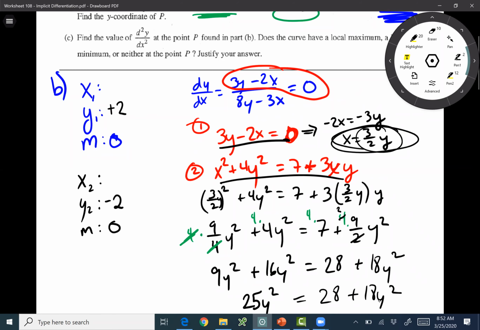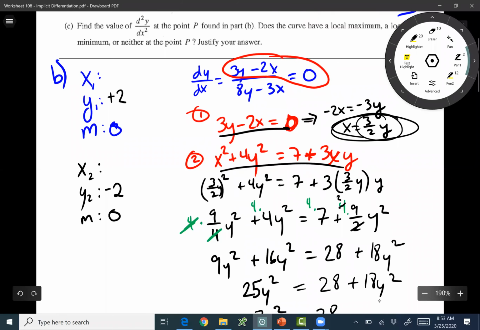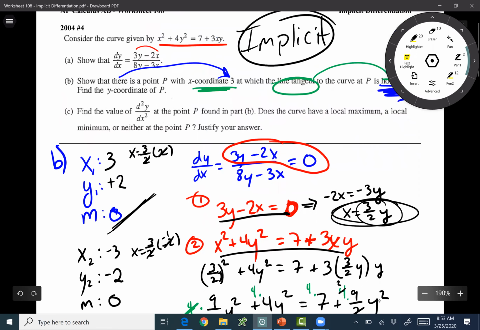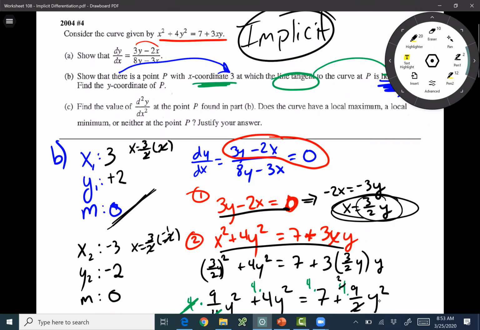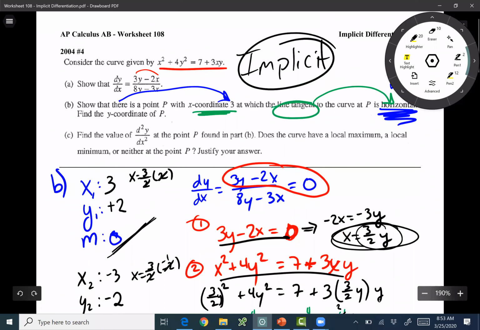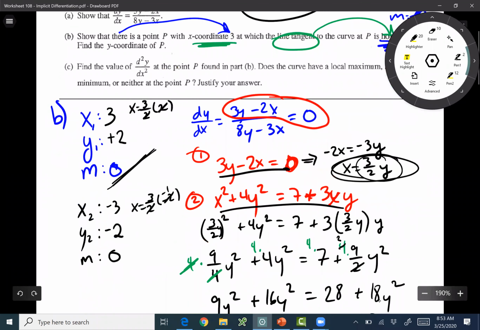So we had x equals 3/2 y. So here, x equals 3/2 times y is 2. So we get 3. And this one, x equals 3/2 times negative 2 would give us negative 3. So this is the one we want because it said, show that there is a point with x coordinate at 3, which the line tangent to the curve is horizontal. So this kind of showed it.